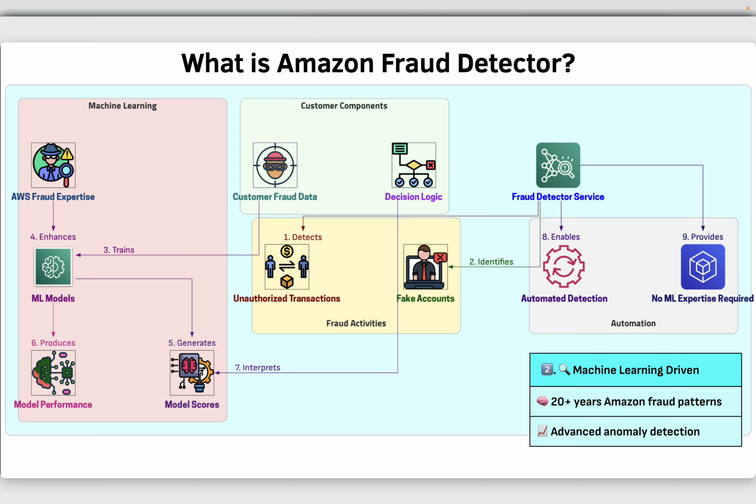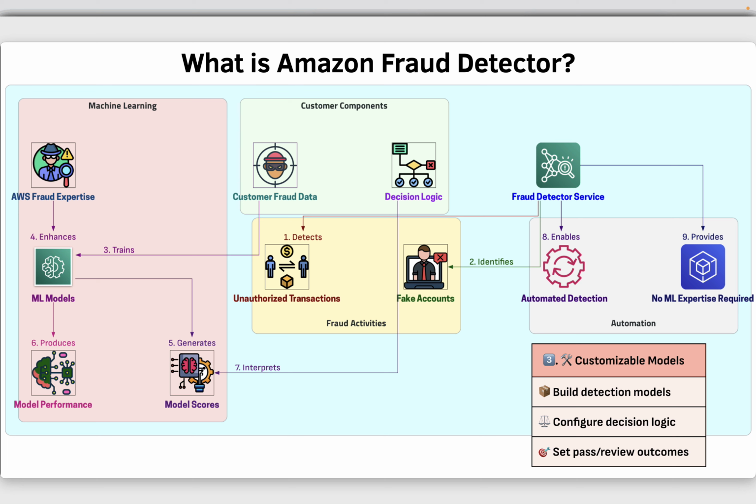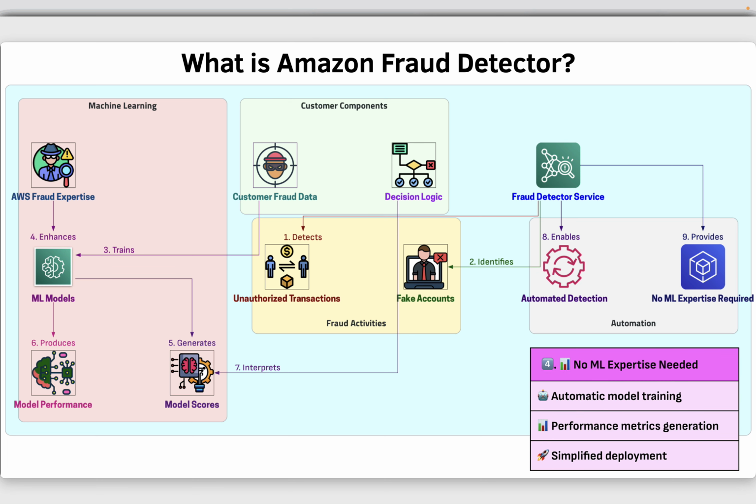The service uses machine learning to analyze data, leveraging over 20 years of fraud detection expertise at Amazon to identify fraud patterns. You can build customized fraud detection models, incorporate decision logic to interpret models' evaluations, and assign outcomes for each evaluation. Amazon Fraud Detector handles training, testing, and deploying of custom models, generating model scores and performance data without requiring machine learning expertise from the user. To get started, collect and prepare fraud data. Amazon Fraud Detector uses this data along with machine learning models and fraud expertise to evaluate your data.